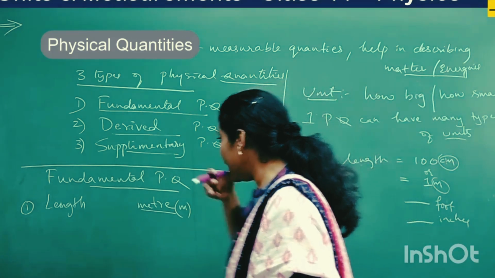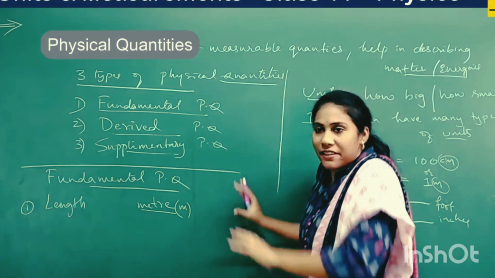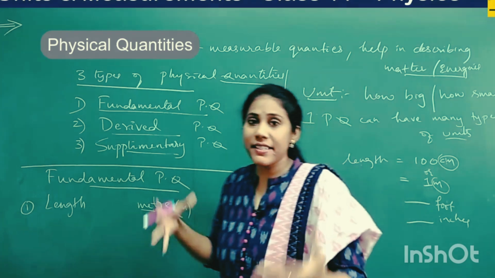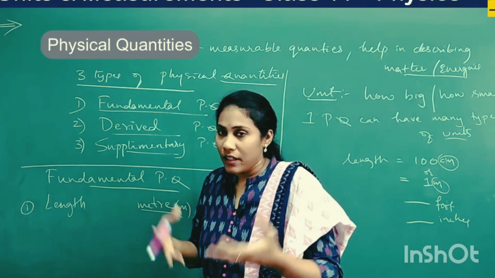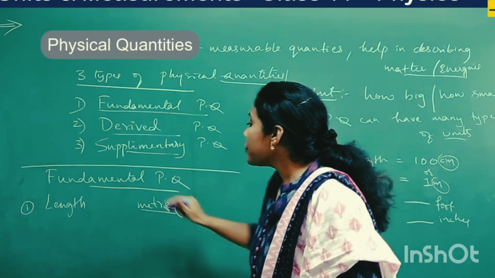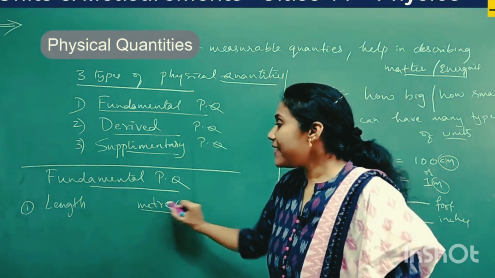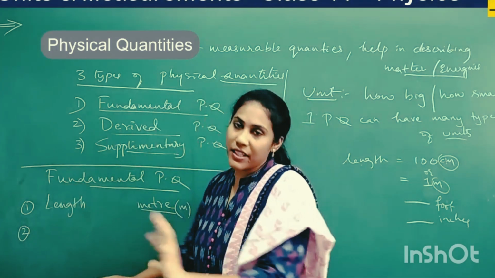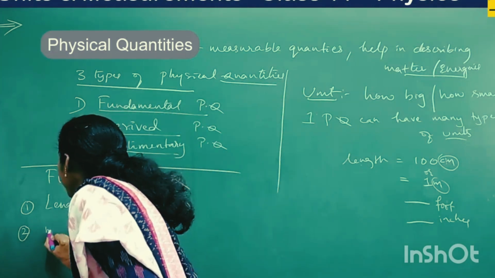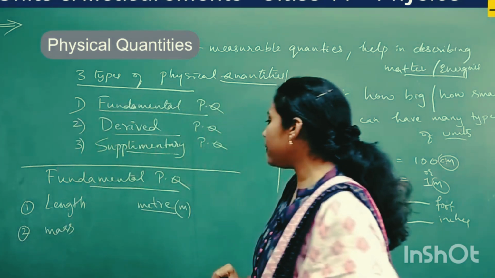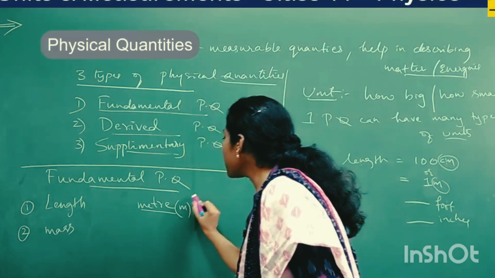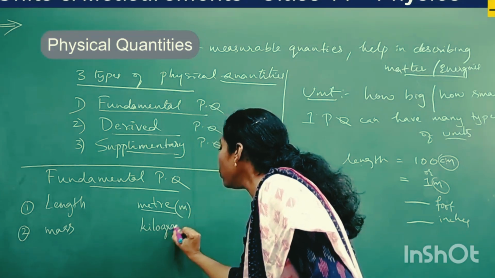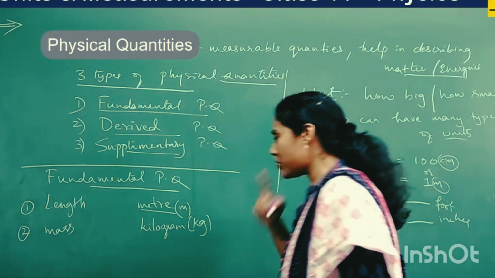Fine. But meter is a standard unit. So we have different types of units, different systems of units. In that, SI unit is the most standard unit which is followed everywhere. So for length, the standard unit is meter. Like that, the next physical quantity, all these are very, very basic fundamental physical quantities I'm telling you, right? So next is mass. Mass is another fundamental physical quantity where the unit is kilogram. In short we can mention it as kg.